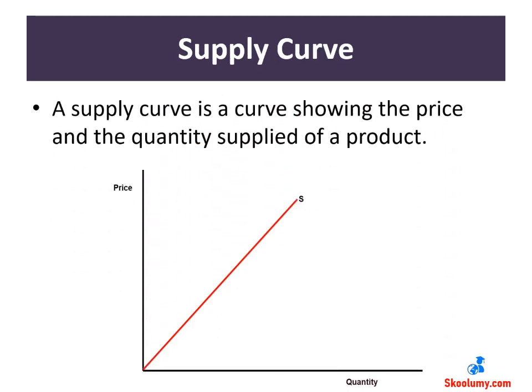What is a supply curve? It is a curve or graph that shows the relationship between price and quantity supplied. It slopes upwards from left to right because of the direct relationship between price and quantity supplied. This is a normal supply curve.